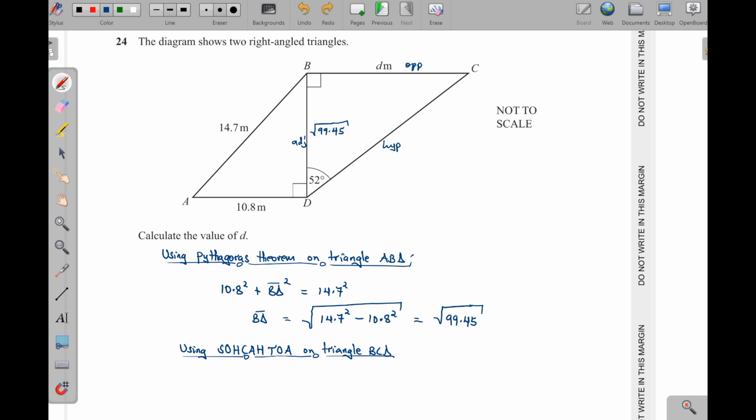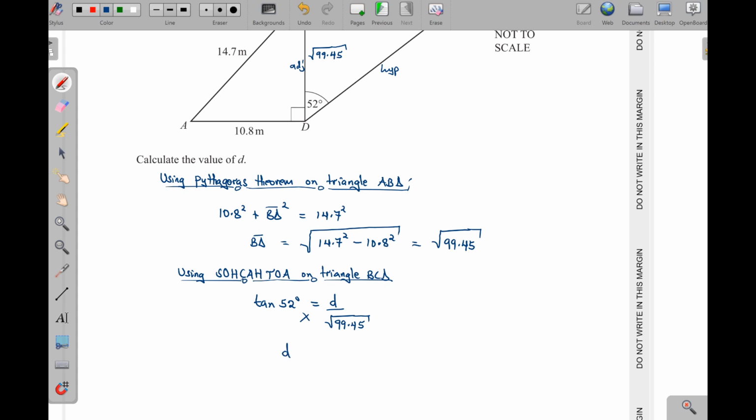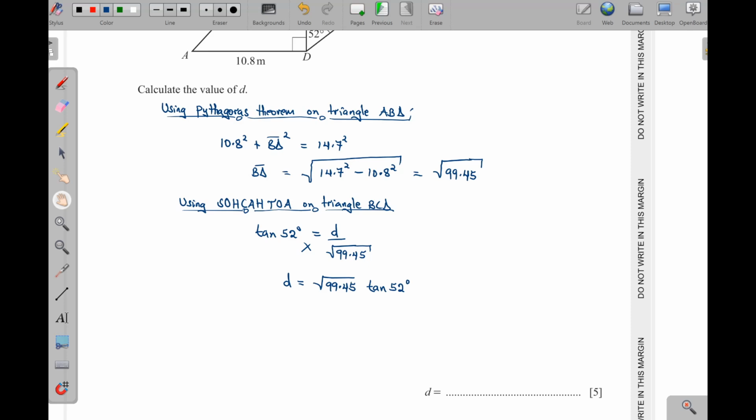You see that? So tan of the angle 52 is equal to the opposite, which is D, divided by the adjacent, which is root of 99.45. That means for us to get D, we shall just cross multiply. So D is going to be equal to the square root of 99.45, then times the tan of 52 degrees. And then what is our answer to three significant figures?